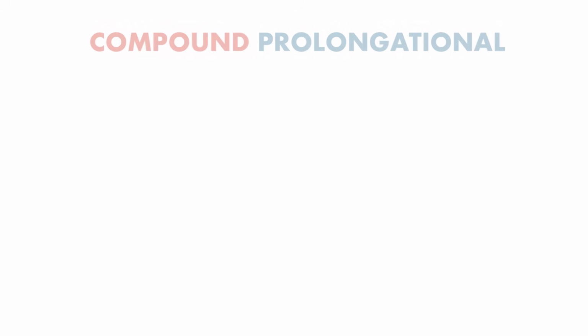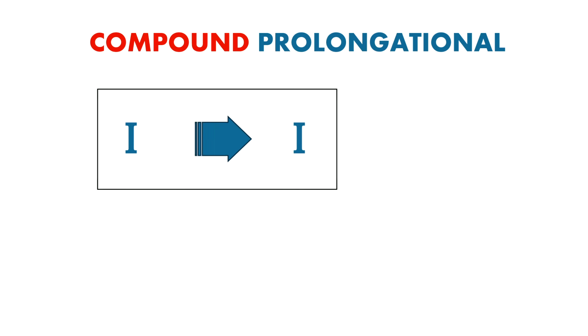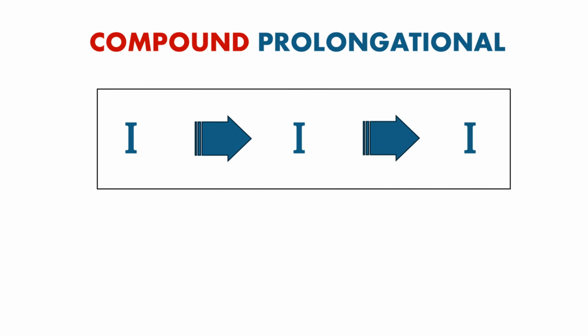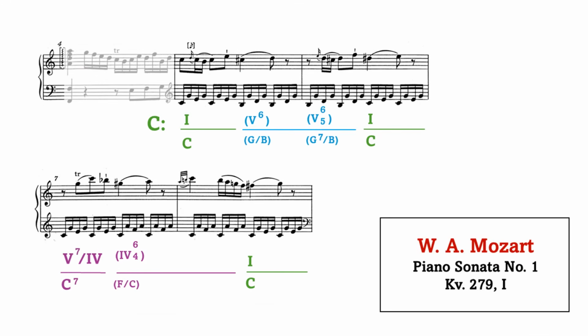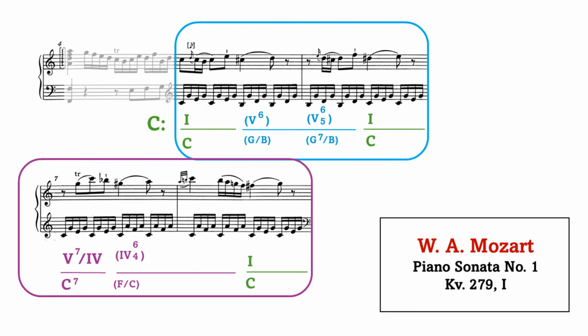Let's talk about compound prolongational progressions. These types of progressions happen when two or more prolongational cycles are chained together. We can see this procedure in the following example: an initial tonic prolongation with a dominant harmony in between, and a second cycle with a subdominant middle harmony.